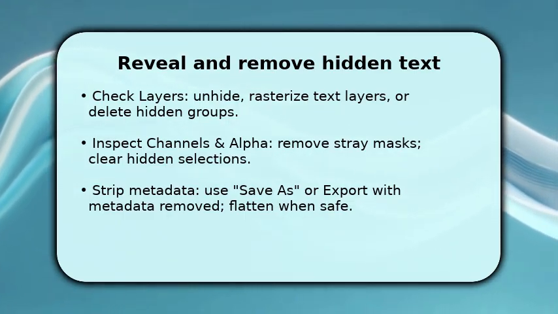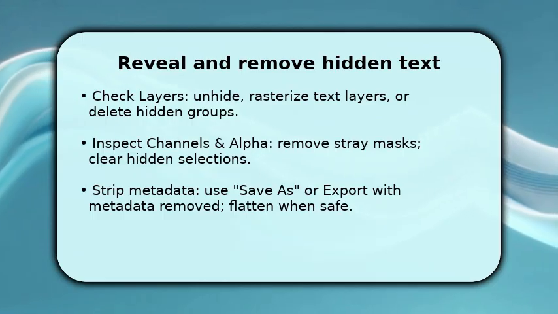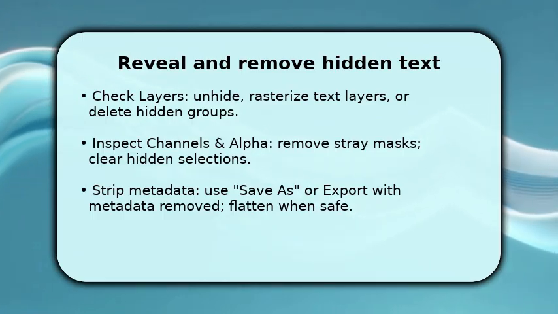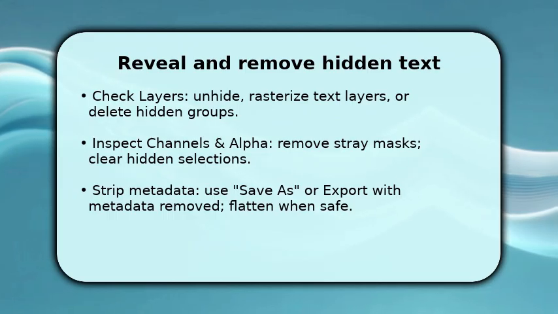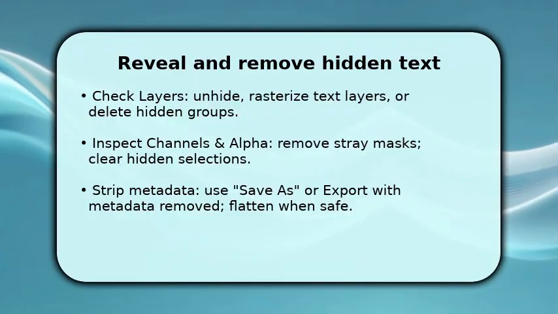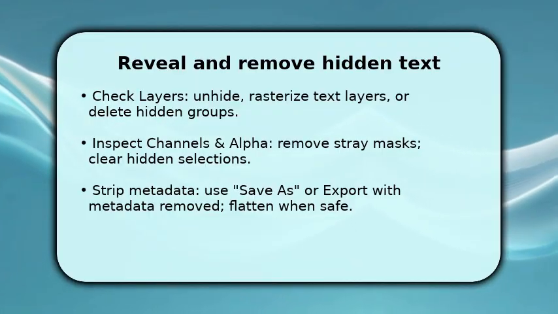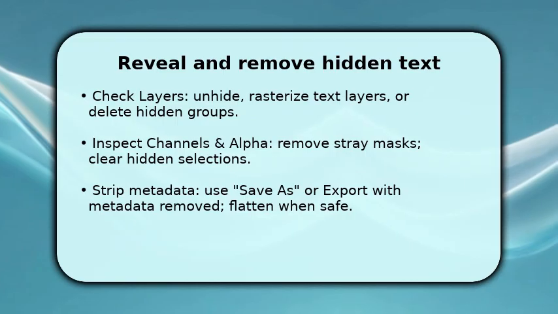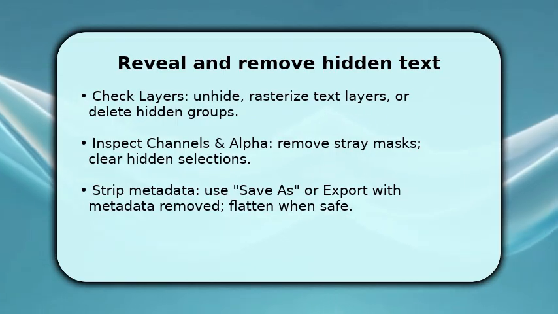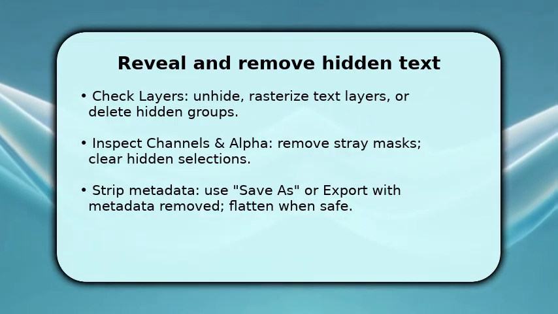If text is in a mask or alpha channel, clear the mask or paint it out on the alpha channel and reapply. Once visible elements are handled, export using an option that strips metadata and hidden data. Flatten only after confirming no hidden text remains. This prevents accidental persistence of removed content.